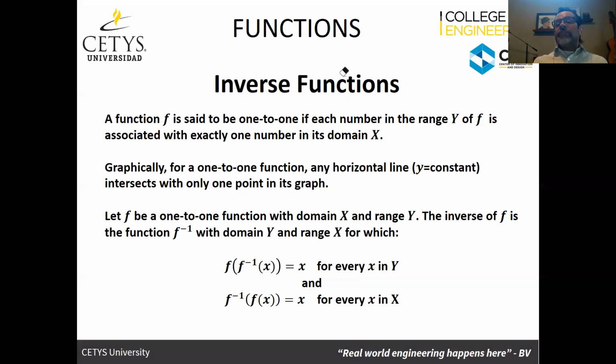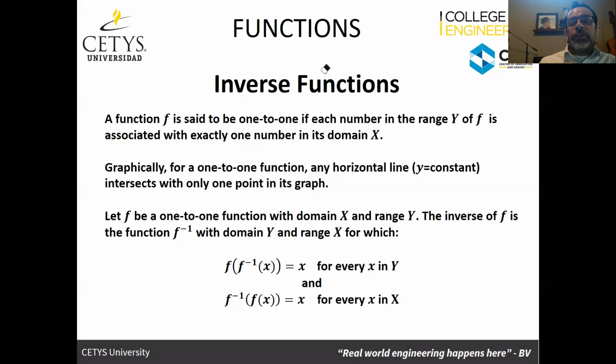Now, what is the inverse of a function? Well, the inverse of a function is when we take a function and make a correspondence where now the x becomes y and the y becomes x. So we switch over the dependent and independent variables. But for us to be able to do this, we have to have what's called a one-to-one function.